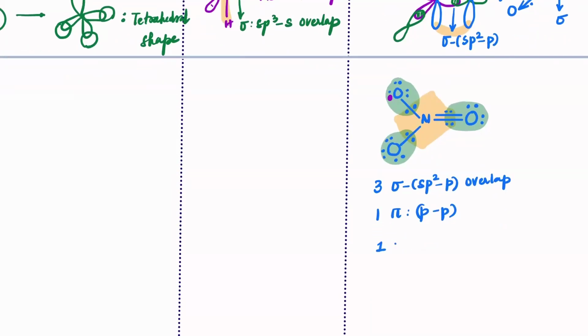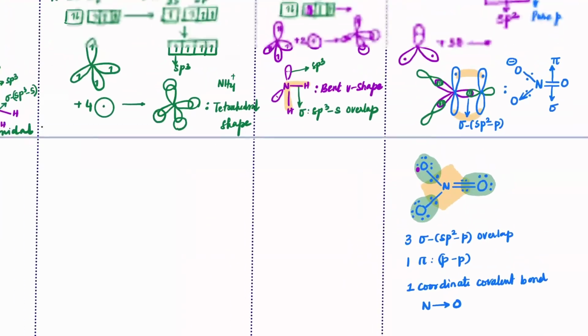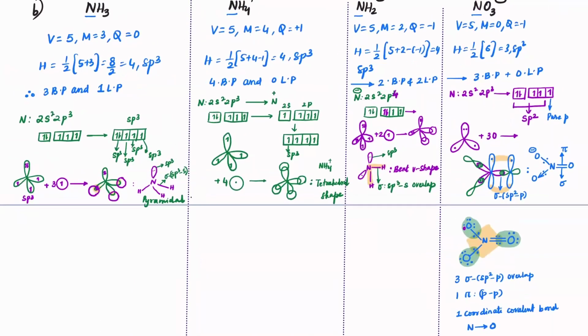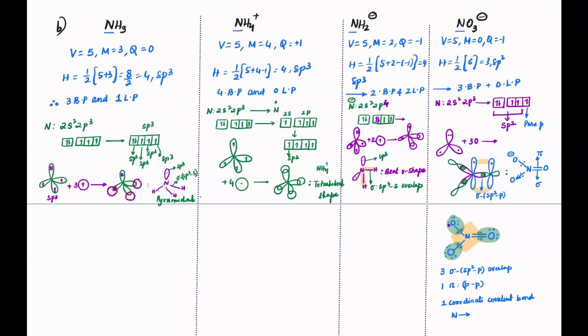I found one coordinate covalent bond between nitrogen and oxygen, where nitrogen is a donor. So understand from the basic points, check if you have got the entire picture of NO3 minus.